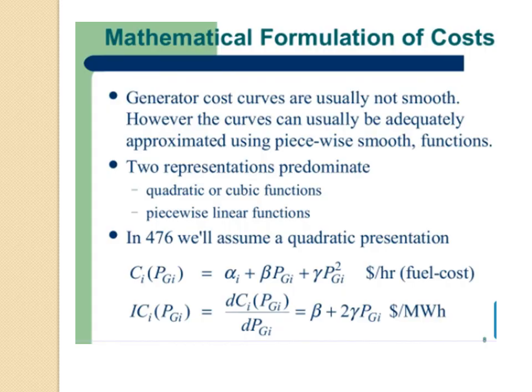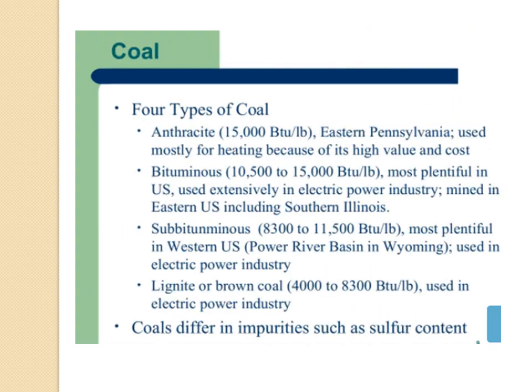For the mathematical formulation of the cost curve, the generator cost curve is usually not smooth. However, the curve can usually be approximated using a piecewise smooth function. Two representations are predominant: quadratic, cubic, and piecewise linear functions. Incremental cost curve types.